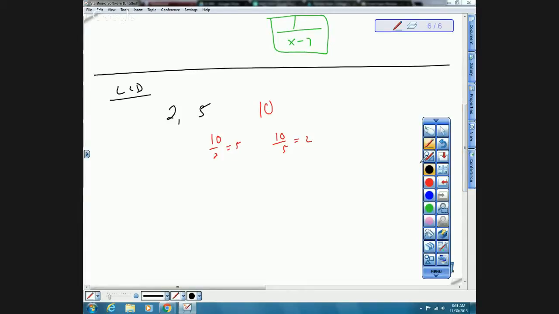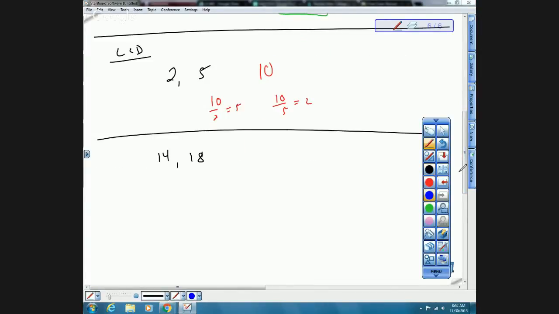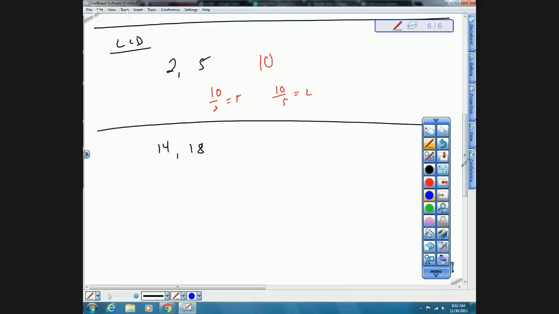If you have tougher numbers, like say 14 and 18. Somebody pick two hard numbers. 14 and 18, it's hard to just sit there and think about it. So there's a couple different ways you could do it. You could count. 18 times 1 is 18. Does 14 divide into 18? No. 18 times 2 is 36. Does 14 divide into 36? No. 18 times 3 is 54. Does 14 divide into 54? No. And you just keep counting like that and you keep going.